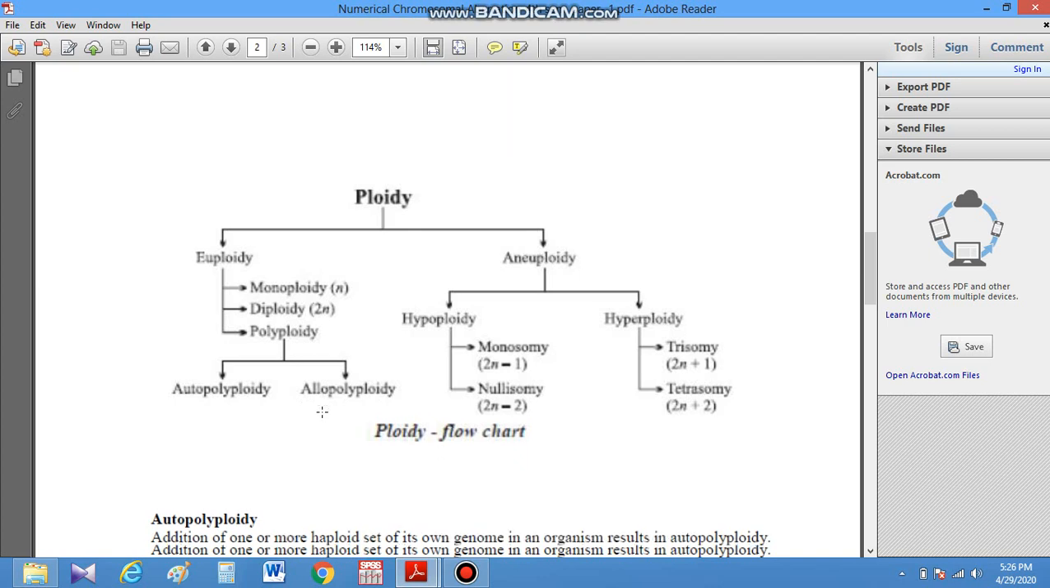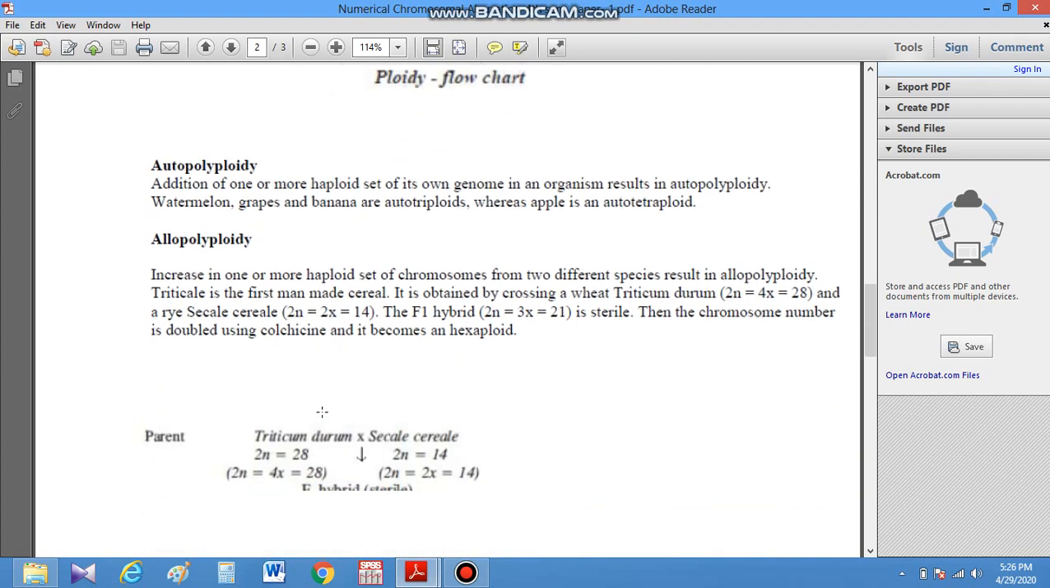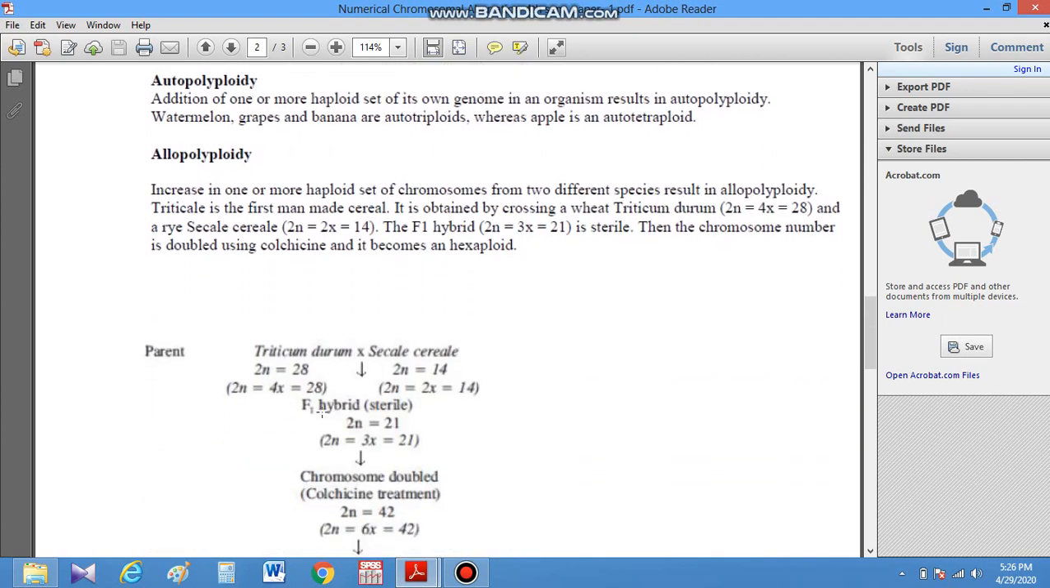Allopolyploidy can be explained with the help of the example of triticale, which is the first man-made cereal. Here two different species are crossed. The first plant is Triticum durum and the second plant is rye, the cereal. Triticum durum is a tetraploid plant, and rye is a diploid plant, and when the cross is made between Triticum durum and rye, an F1 hybrid is produced, which is triploid, 3x equal to 21.